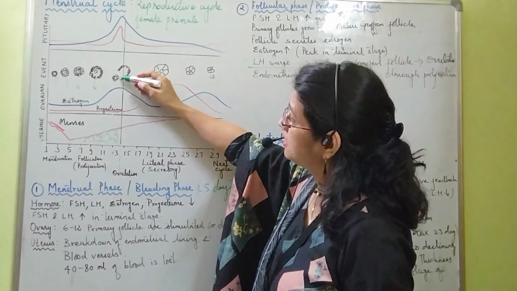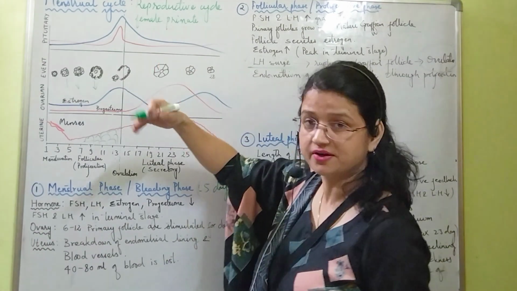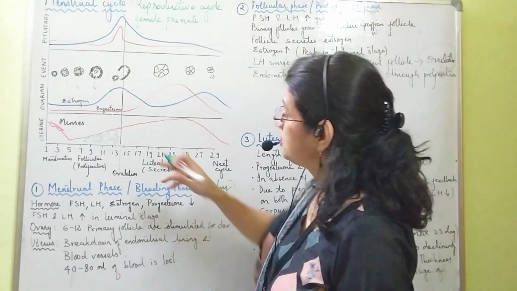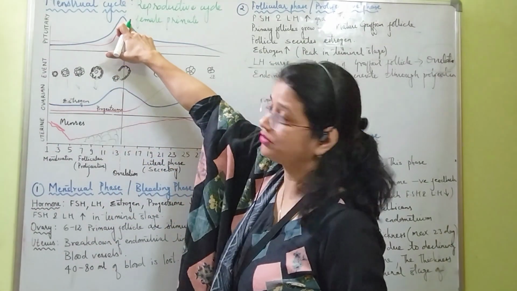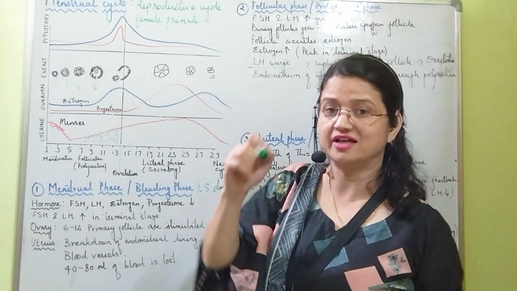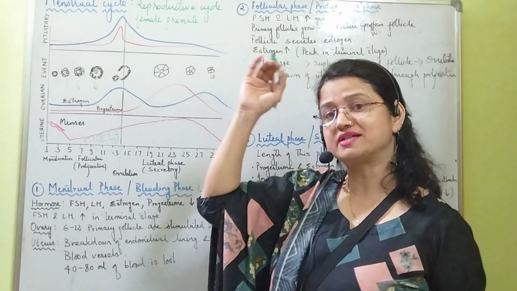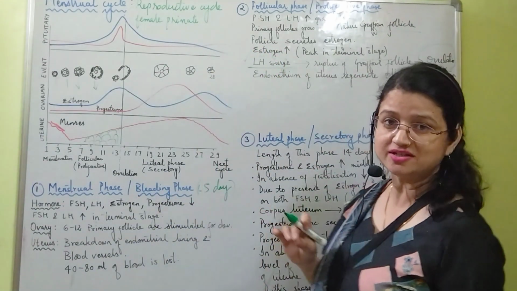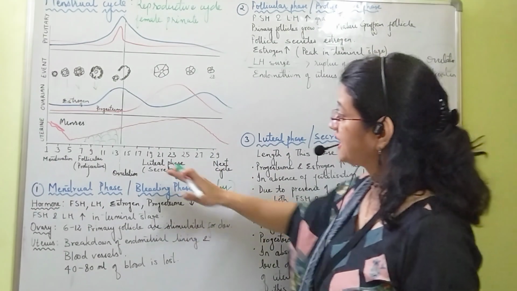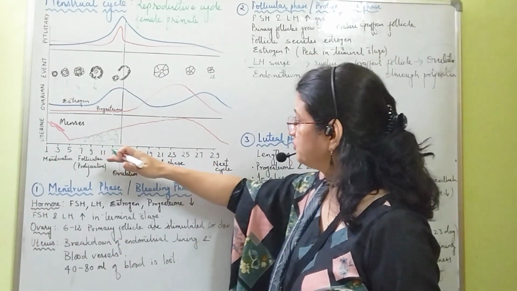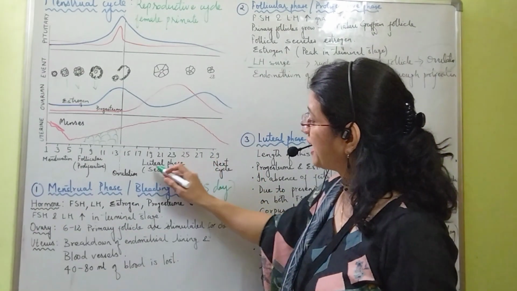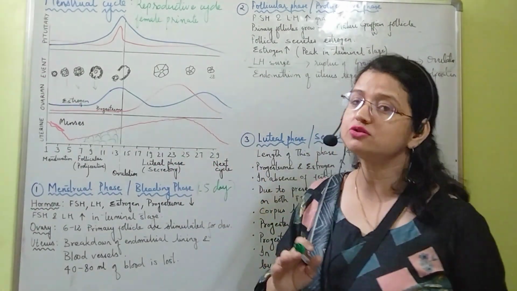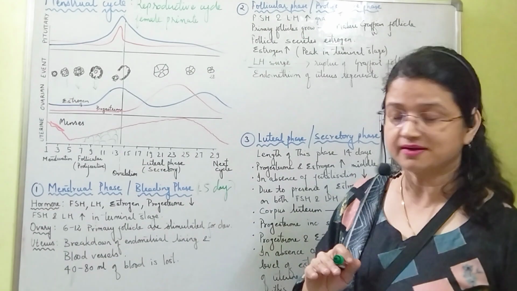The egg, the secondary oocyte, is released from the Graafian follicle. This is known as ovulation, and it is under which hormone? Under the hormone LH. When LH is at its peak, it is known as the LH surge. After that, the next phase, from the 15th to the 28th day, is known as the luteal phase, or it is also known as the secretory phase.